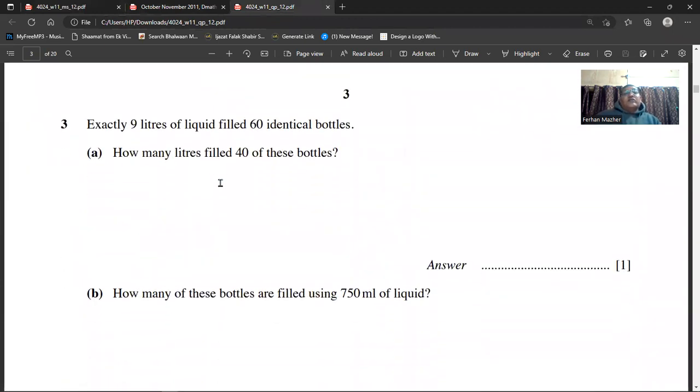So we are going to the next question. The next question coming up on your screen is question number 3, and it's A part. Exactly 9 liters of liquid filled 60 identical bottles. How many liters filled 40 of these bottles?